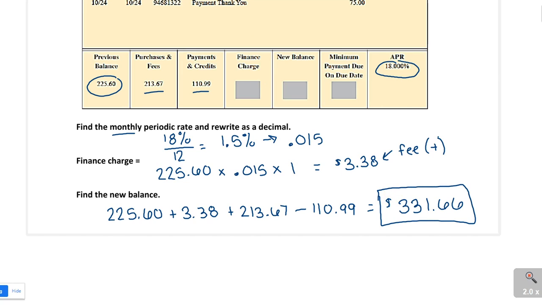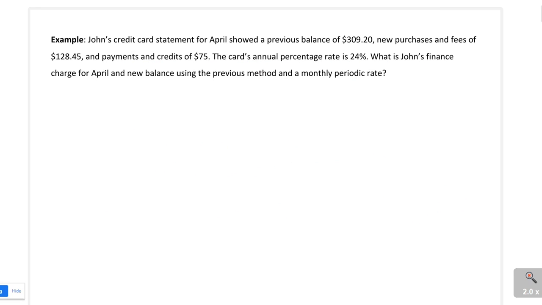Let's look at the last example. John's credit card statement for April shows a previous balance of $309.20, new purchases and fees of $128.45, and payments and credits of $75. The card's annual percentage rate is 24%. What is his finance charge for April and new balance using the previous balance method and monthly periodic rate?